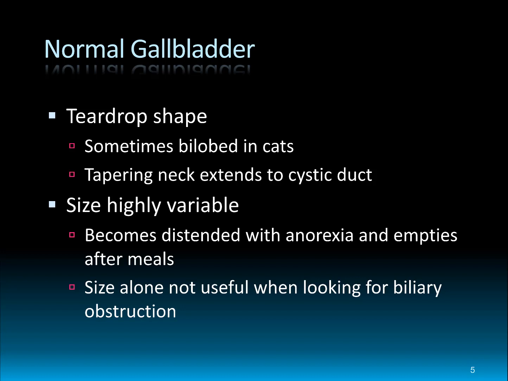Size is quite variable. The gallbladder will be large in an anorexic patient, and then it will empty during and after meals. So depending on how fasted the patient is, you will see different sizes of gallbladder. And so because of that, just looking at the size alone isn't very helpful in determining if there's biliary disease.